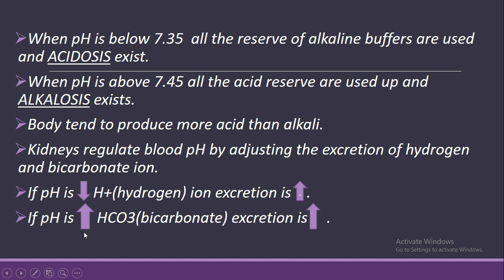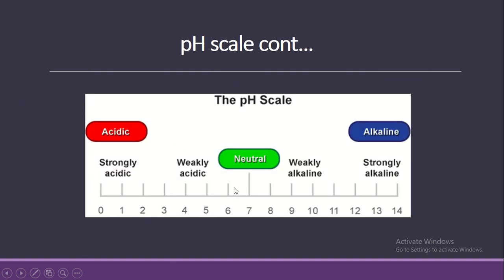If the pH is high, it means the bicarbonate ion is more in the body, so the body will automatically excrete more bicarbonate ion. It is vice versa. In short, if the pH is low, the acidity is more in the body, so the body excretes more hydrogen ion. If the pH is high, more alkaline is present in the body, and the body will excrete more bicarbonate ion.